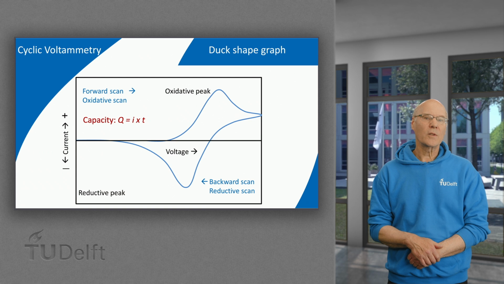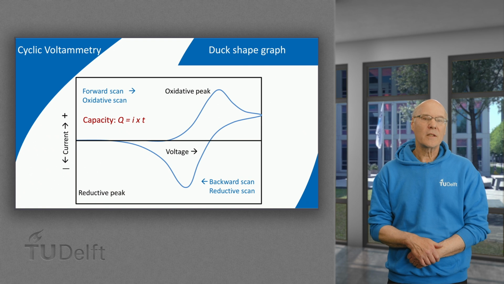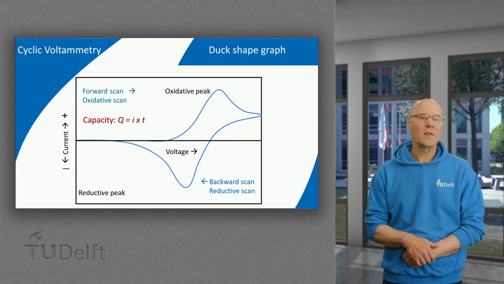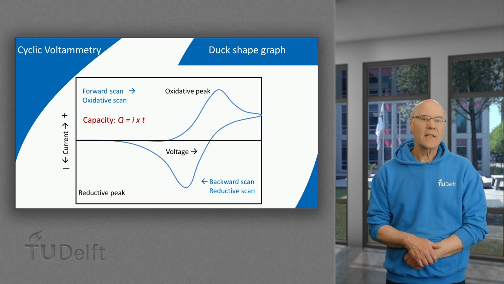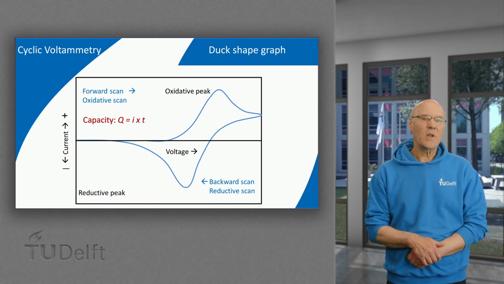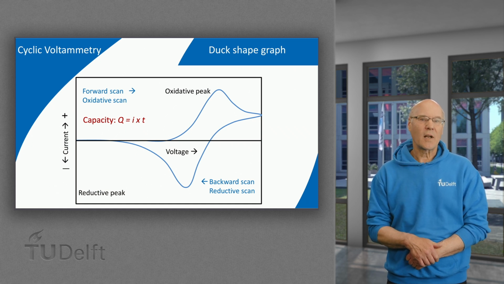Remember that the voltage increase is scanned in a certain time, which means that the surface area under the graph can be regarded as the number of electrons that have been transferred, hence a capacity Q. This can easily be seen by the simple equation of time t times the current I, which reflects capacity.